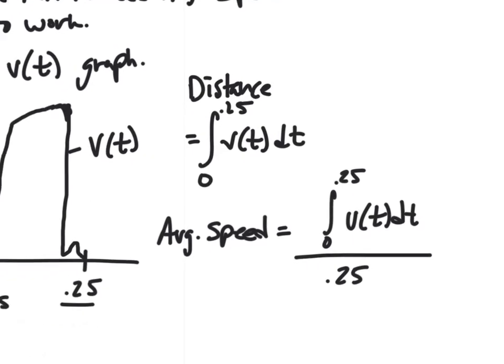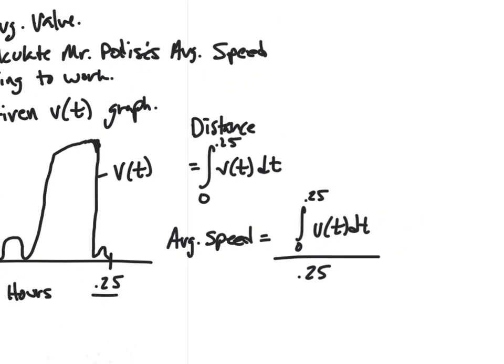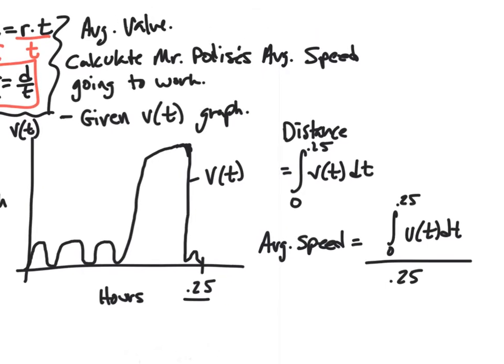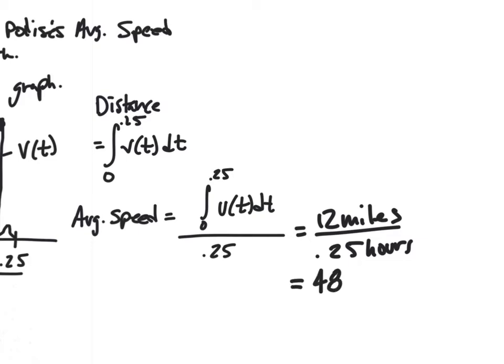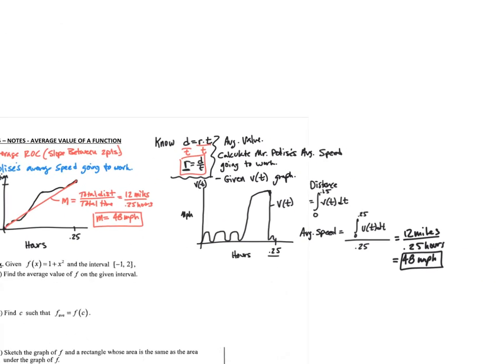And so remember that I know my total distance traveled is still just going to be 12 miles, but that's the area under the curve between 0 and 0.25. All this accumulated area will give me a total of 12 miles, so we get 12 miles divided by 0.25 hours, and that ends up giving us an average speed of 48 miles per hour, okay?